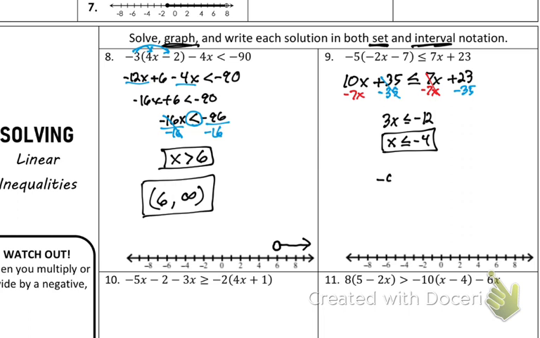So that means I'm going to go from negative infinity. Infinity I always use as a parenthesis. We're going all the way up till we get to negative 4, and we're going to throw a bracket on there for our equal sign. The graph of this is just going to look like, we'll go find negative 4. I'll put a circle on there. Now, x is less than that, so less would be that direction.